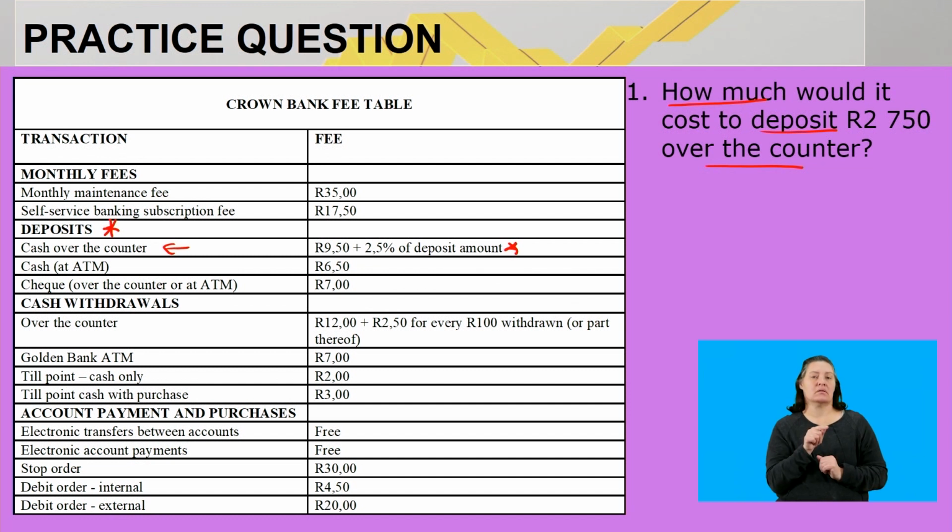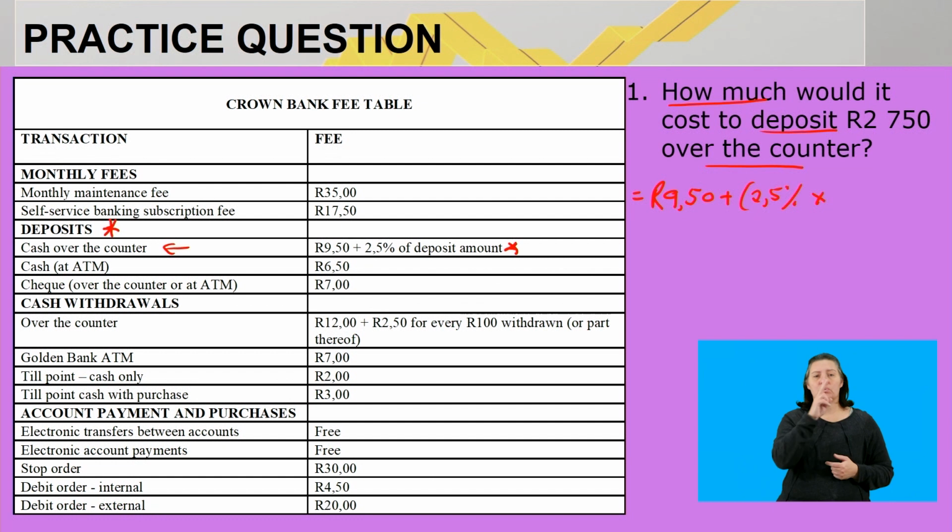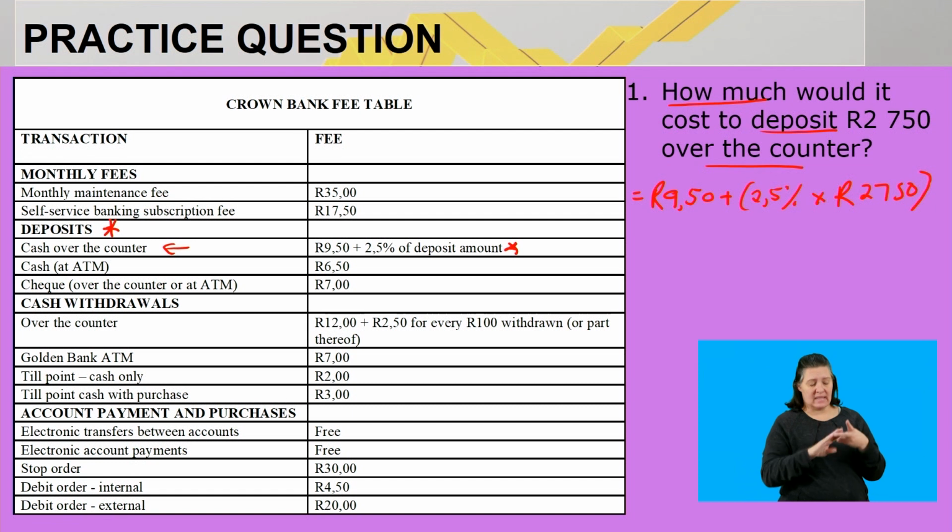Therefore, I will have to pay 9 Rand 50 plus 2.5% of the deposit amount. Now, what is the deposit amount? It's 2,750 Rand. So on that I also have to pay 2.5%, so I multiply by 2,750 Rand. Guys, I hope that's clear. I started with the formula. Second step, I substituted into the formula. Now I need to simplify.